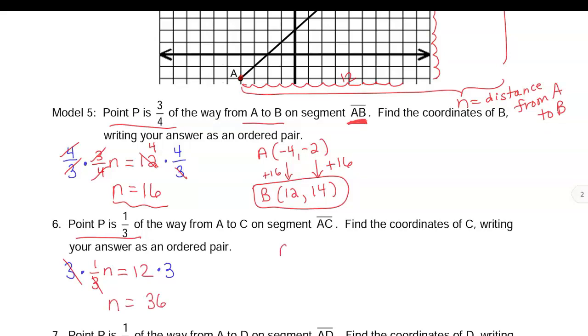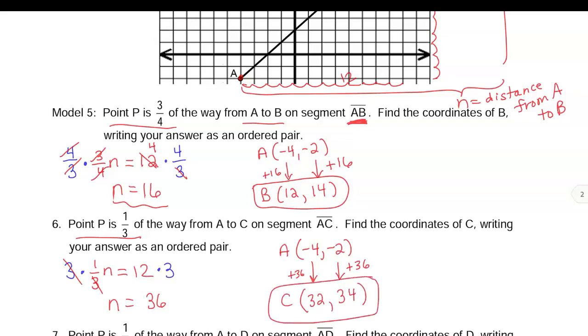So I'm going to take the ordered pair for A, which is -4, -2, and I'm going to add 36 to both the x-coordinate and the y-coordinate. And I'm doing it to both because remember, P is 12 units from A, whether you go horizontal or you go vertical. -4 plus 36 is 32, and -2 plus 36 is 34. So point C is at 32, 34. Okay, we're going to do the same thing for number 7 and 8.